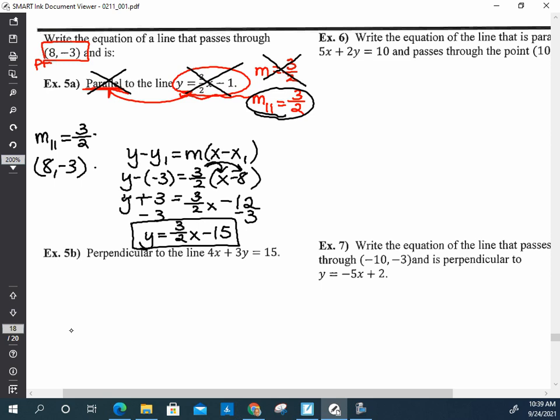Now, for part B, we're still using the same point. So let me bring some stuff down here. We're still using the same point, so 8 comma negative 3. But now we want a perpendicular line to 4x plus 3y equals 15. So now we want a perpendicular line.